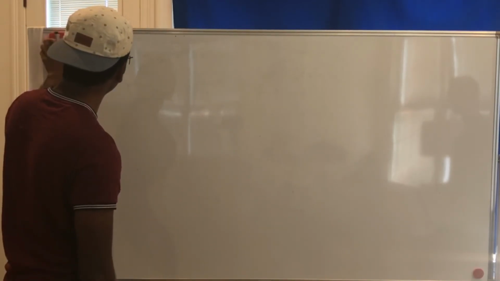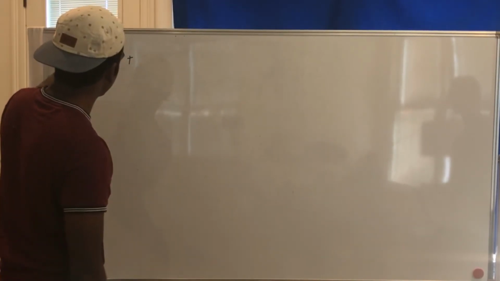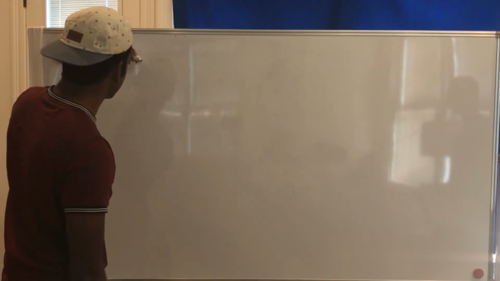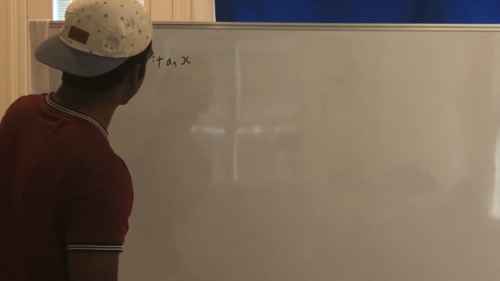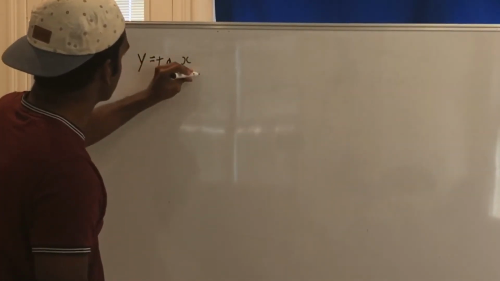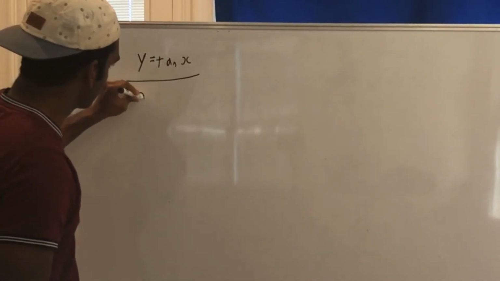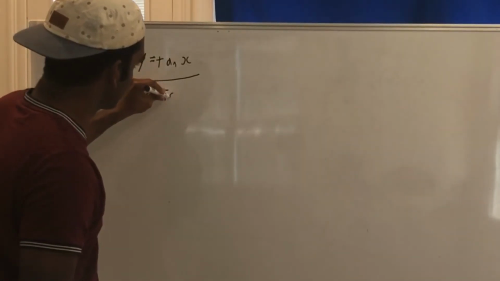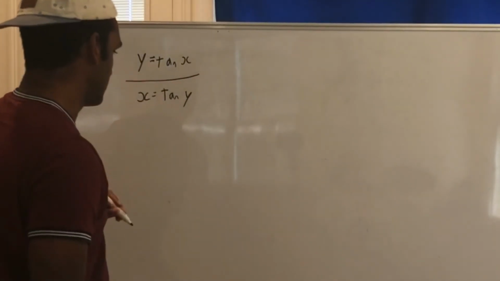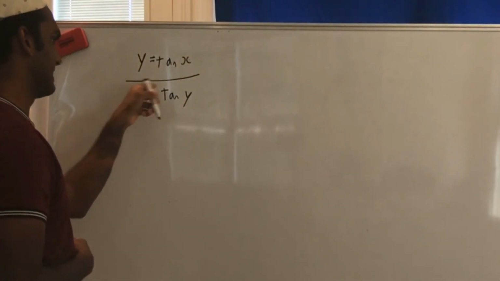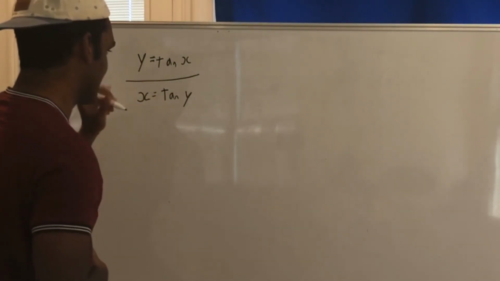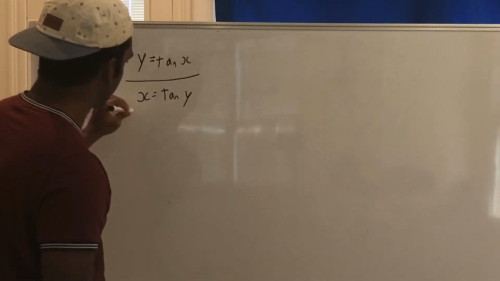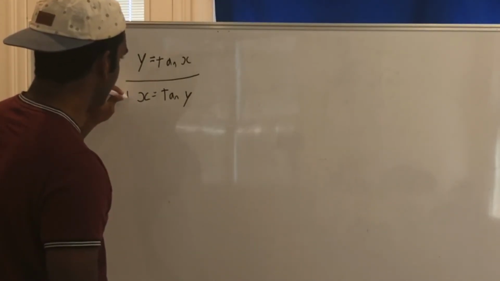So let me just erase this. Our f of x is just tangent of x. Just plain old tangent. I should have said y instead, because in order to find the inverse, we're going to have to swap the x and the y. So precisely, x equals tan of y. And then we have to take the derivative of both sides with respect to x. Okay, so then I will do d/dx of both sides.